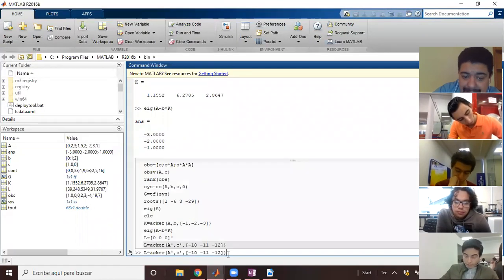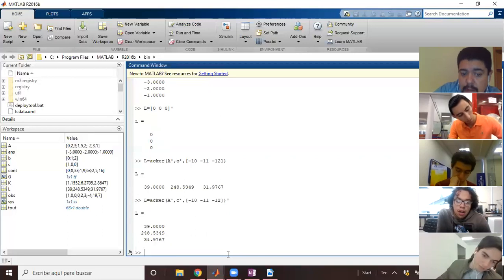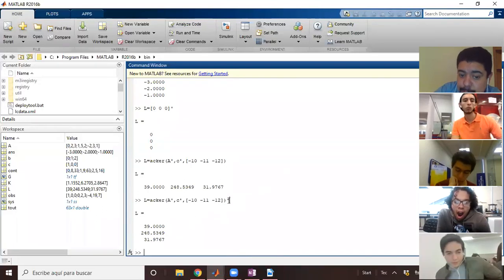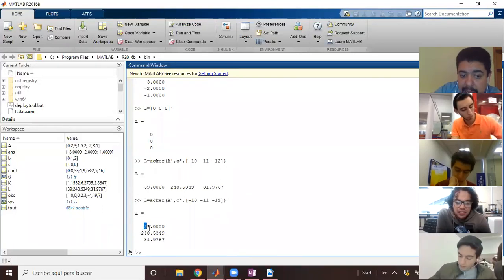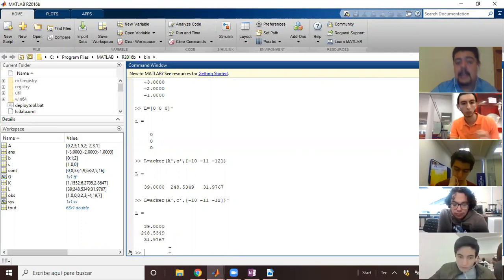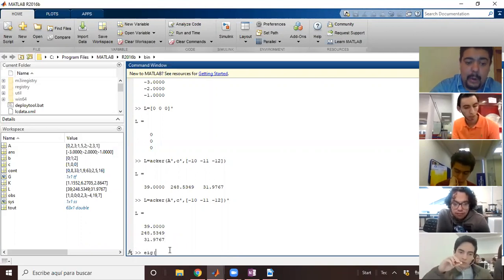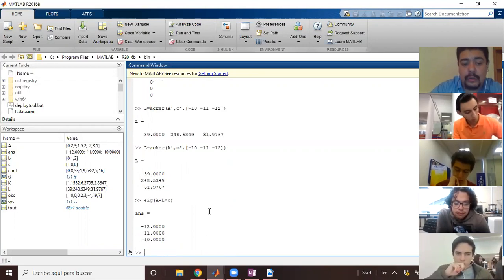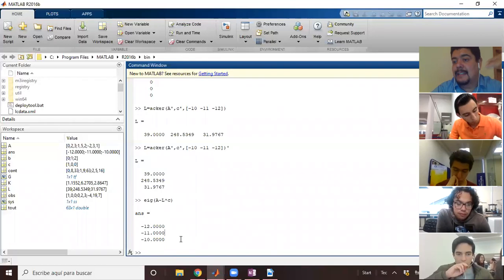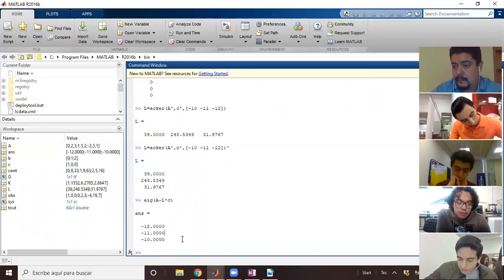Oh, I'm sorry, this should be a column. That's why I'm going to do the transposed, because I want this to be a column. In this sense, the poles of matrix A minus L times C are going to be -10, -11, and -12. So the observation error is going to be a stable system.